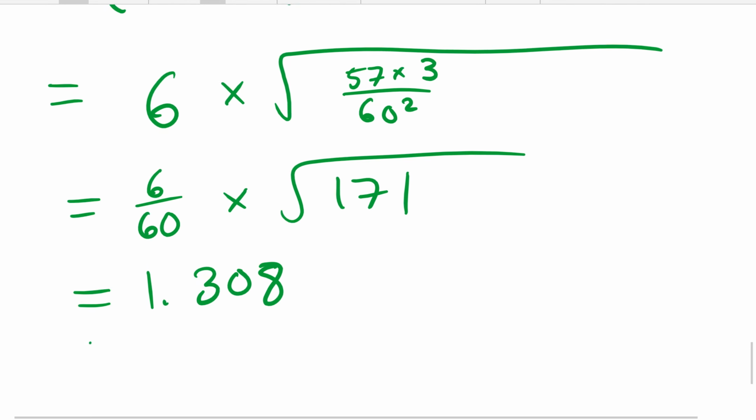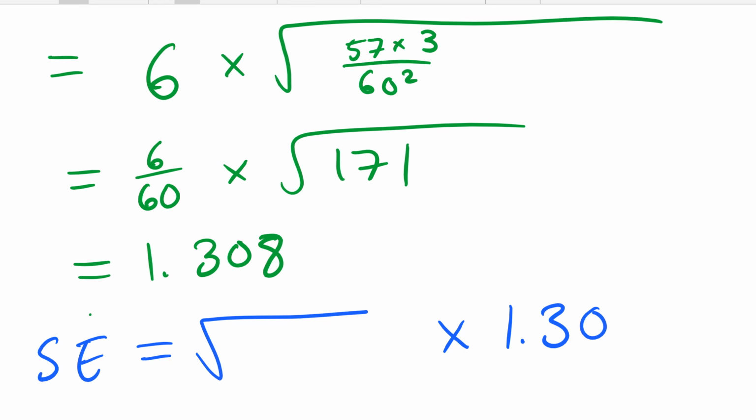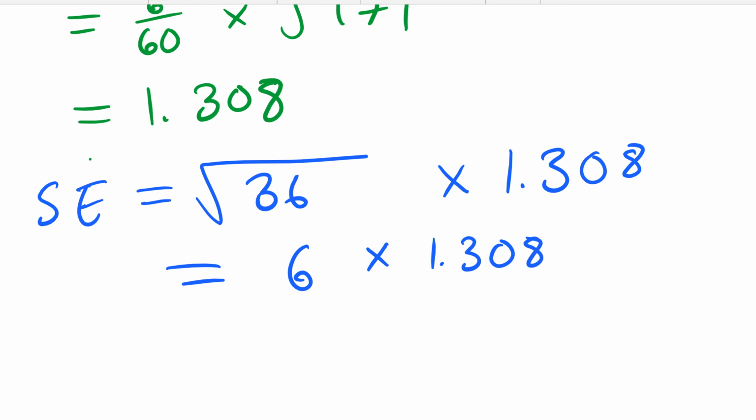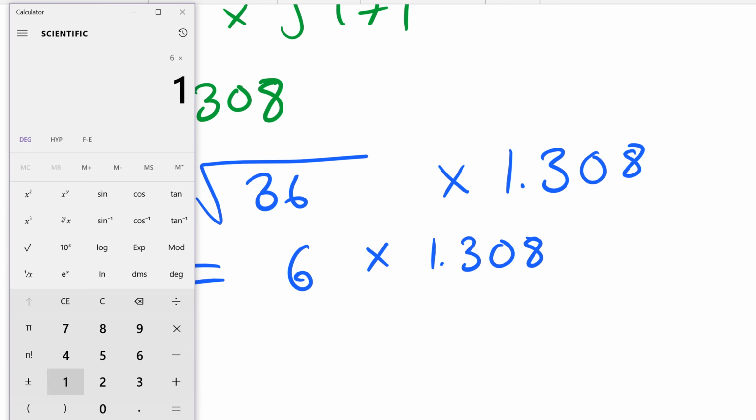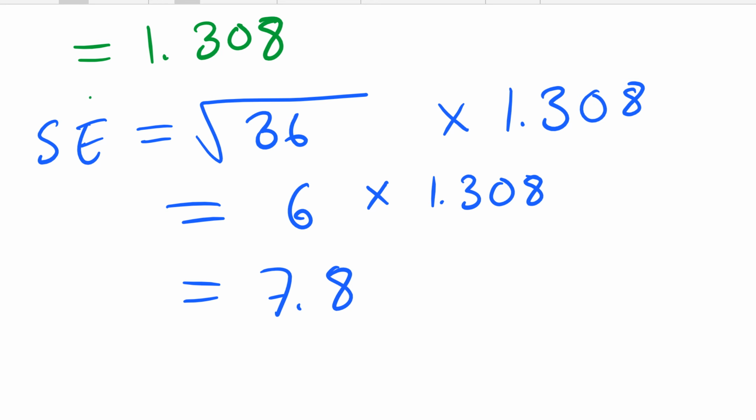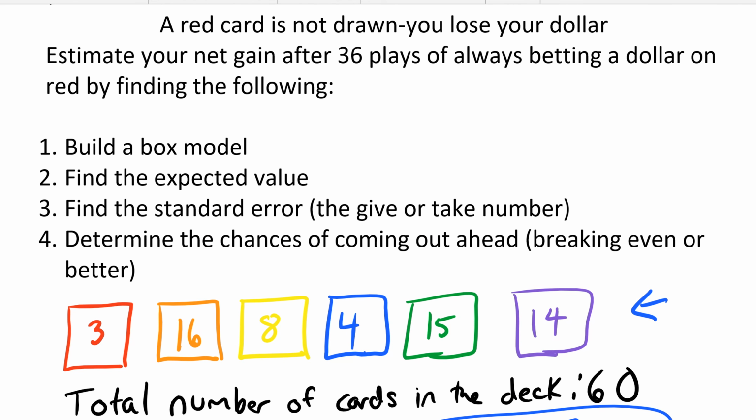Now let's calculate the standard error. Recall that it is the square root of the number of draws times the SD of the box, which we just calculated was 1.308. The number of draws was 36. Square root of 36 is 6. Six times 1.308 is 7.848. Alright, and that's the standard error.